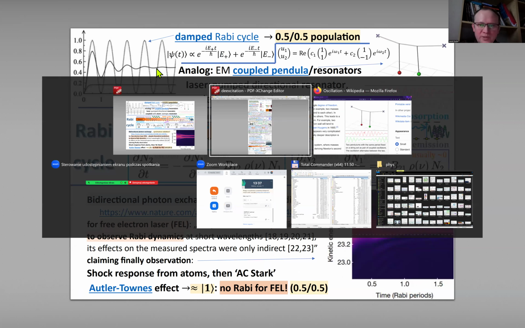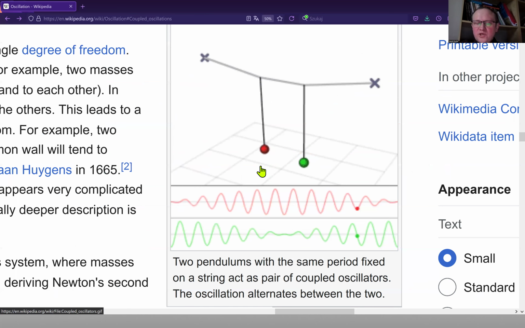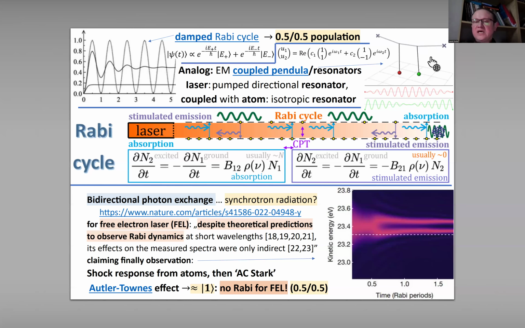Maybe let me switch to some animation. Here is this animation from Wikipedia. We can see that we have two resonators, pendula, coupled by this wire, and they exchange energy. Now one has energy, then it transfers this energy to the second, and so on cyclically. So we can think that the Rabi cycle is approximately something like that. We have these coupled pendula given by approximately this kind of equation, and Rabi is given by a similar one.